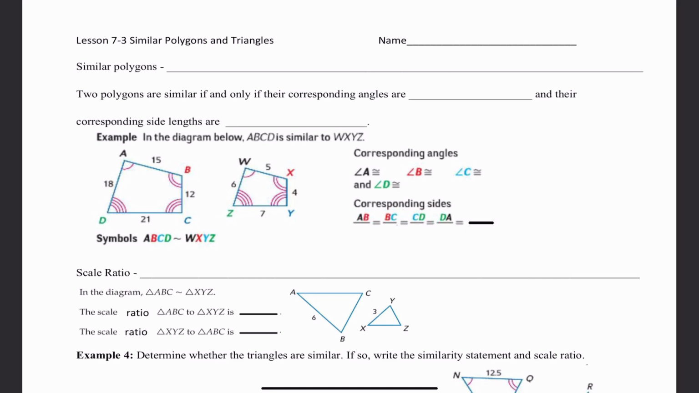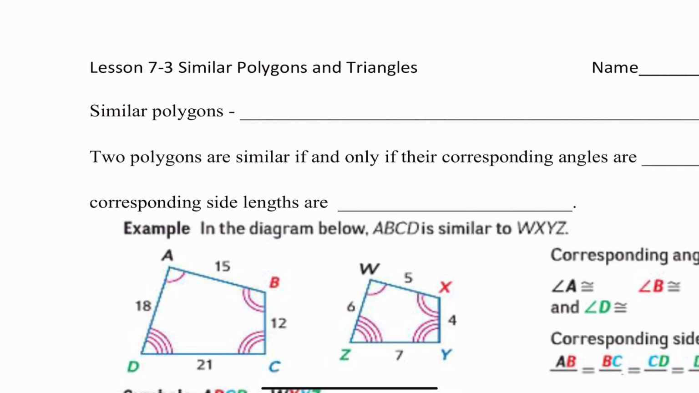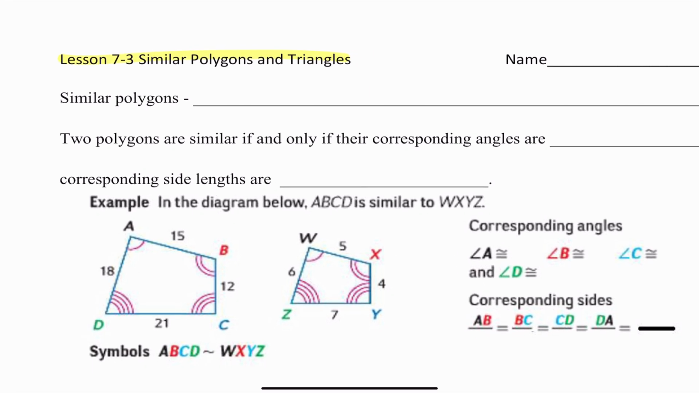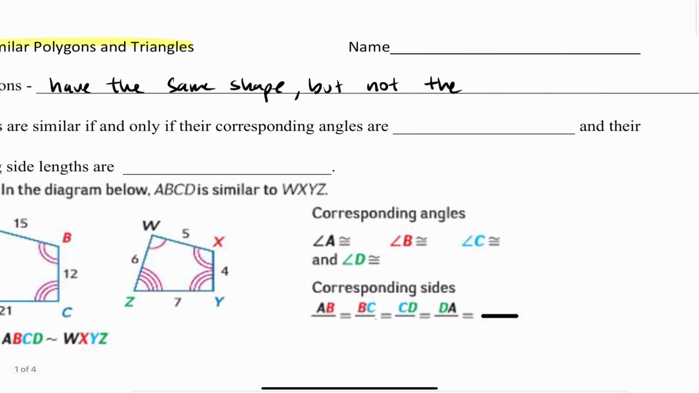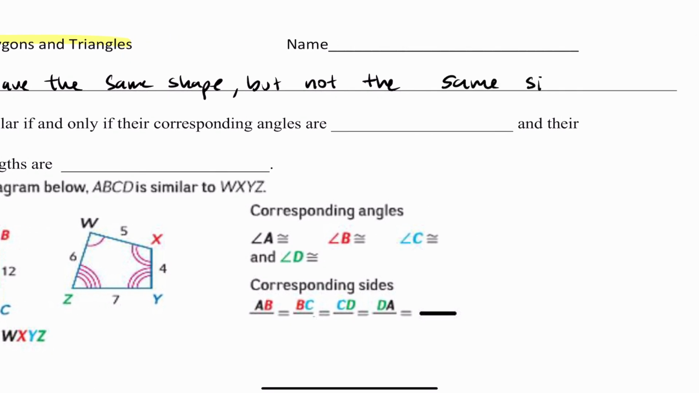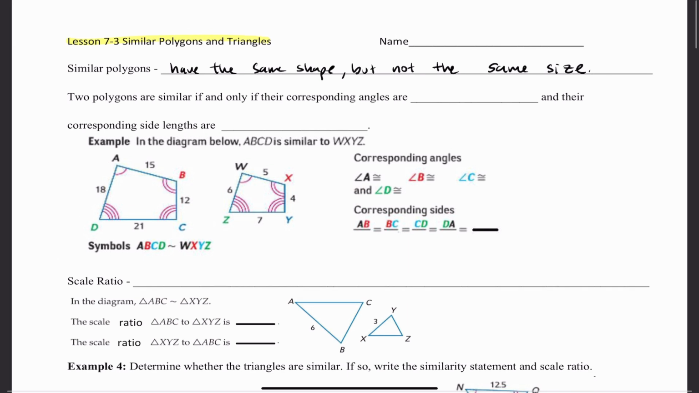Welcome back. Today I want to go ahead and discuss Lesson 7.3, similar polygons and triangles. So, similar polygons. Similar polygons have the same shape, but not the same size. Now, two polygons are similar if and only if their corresponding angles are congruent and their corresponding side lengths are proportional.